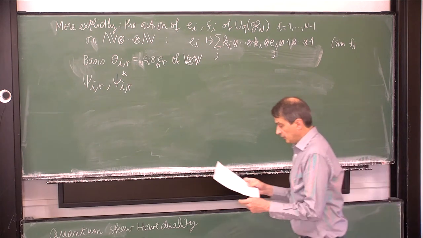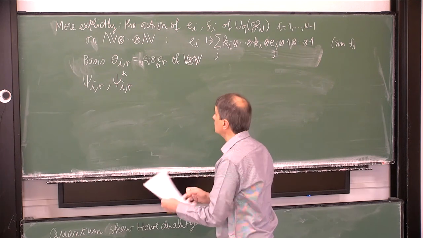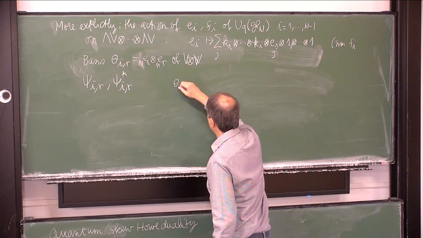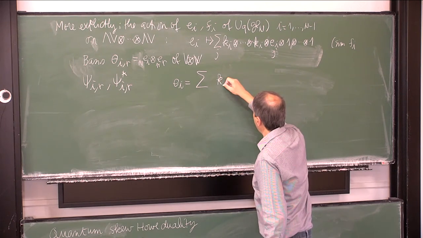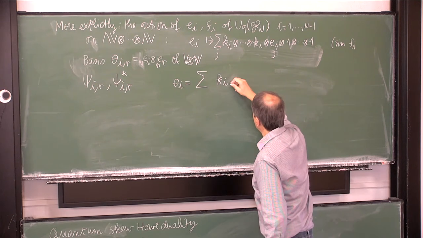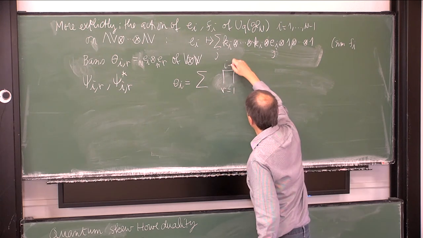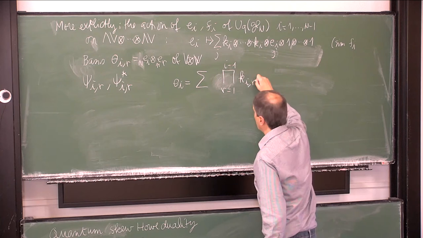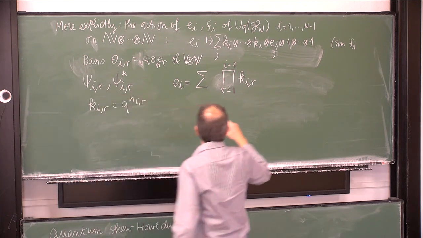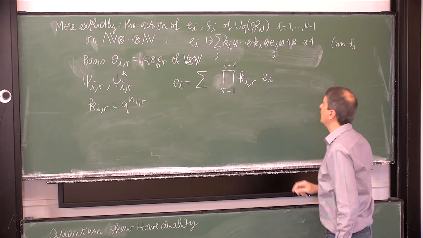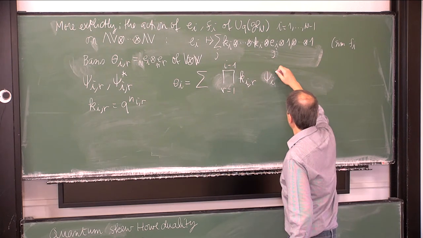And then in this notation, we will have that EI is equal to the sum of KI1 product, sorry, product r equal to 1 to I minus 1 of KIR. So KIR are the corresponding q to the number operators of I. So I'm rewriting this formula in these terms.